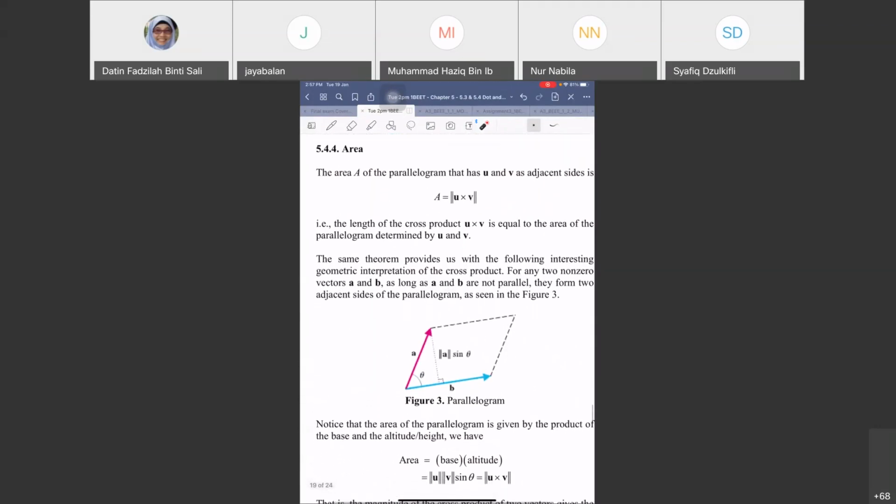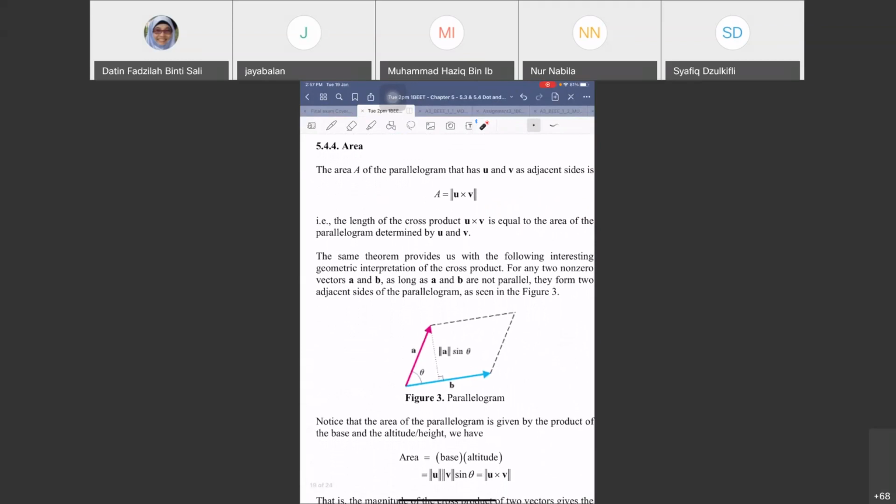Then the next one we will talk about finding area. In this figure, it's about the area of a parallelogram. You have actually encountered this before when we dealt with trigonometry last time, remember? You came across a parallelogram figure, in which the area of a parallelogram is base times height.